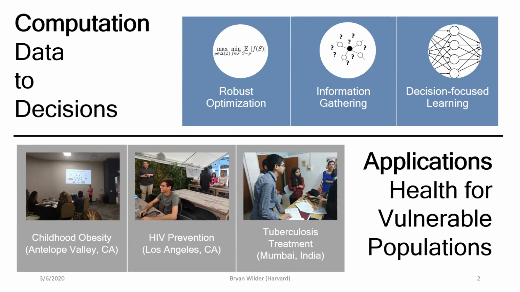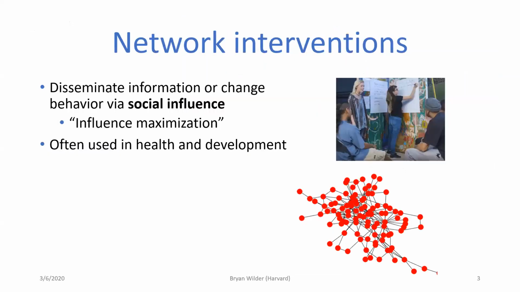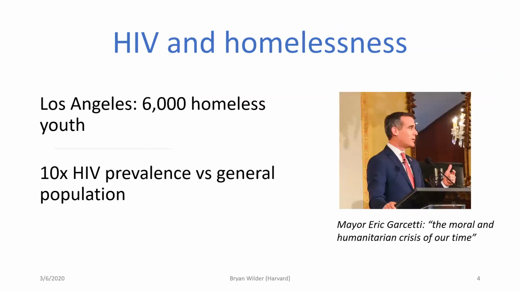This talk is going to be focused on one particular class of interventions, which are social network-based interventions. The idea here is that we're trying to disseminate information or change people's behavior via social influence. This is often called influence maximization in the computer science literature, but it's a really widely used toolkit in health and development.